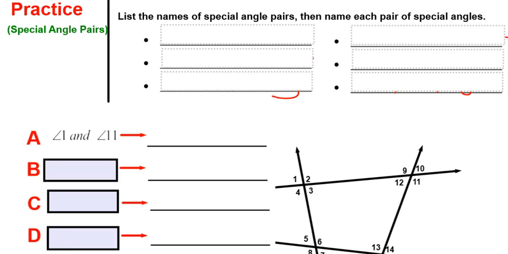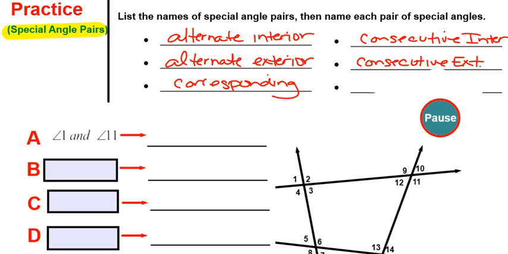All right, we're going to be working here on this first set of practice problems. What we're going to be focusing on is the special angle pairs. What I want you to do is to list out all of the special angle pairs that you can think of. I would like you to pause the video and fill those in, and I will catch back up with you in a minute here to see how many we got. All right, these are the ones that I came up with: alternate interior, alternate exterior, corresponding, consecutive interior, consecutive exterior.